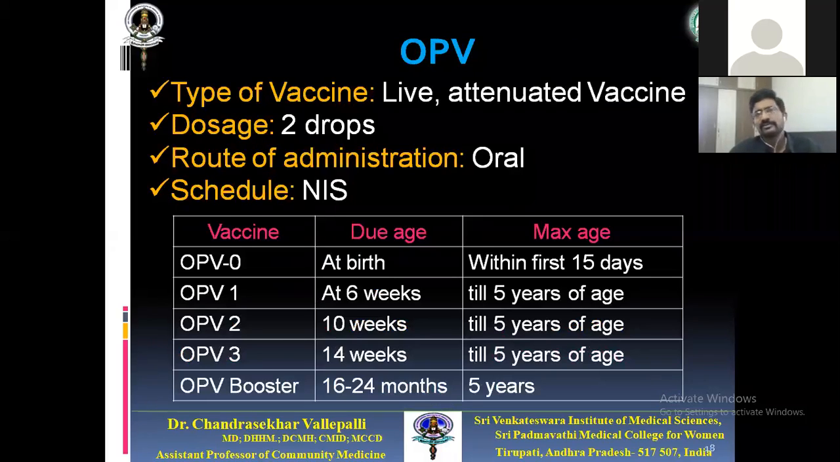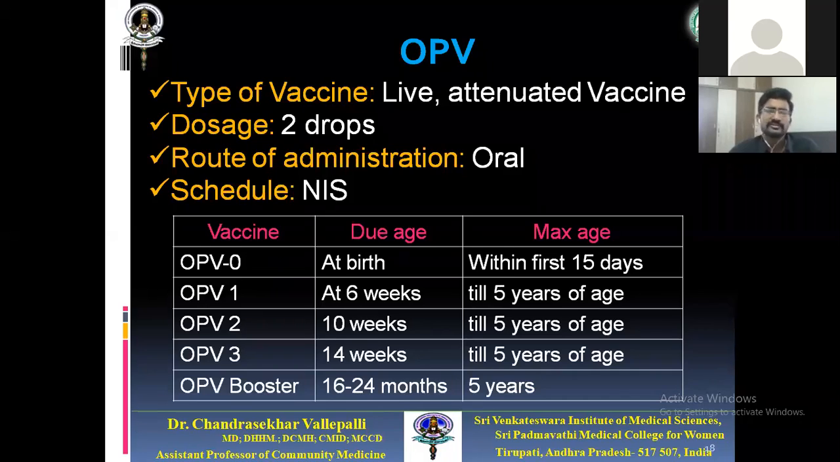Okay, we'll go into today's business. What type of vaccine is this? This is a live attenuated vaccine. We will give 2 drops. This thing you have to remember: 2 drops of vaccine, OPV, we will give to the child. So what is the route of administration? Again, drops we will give through the mouth, that is the oral route.